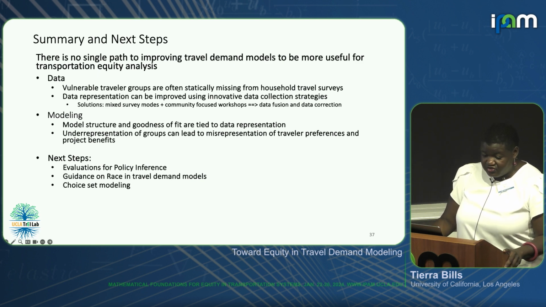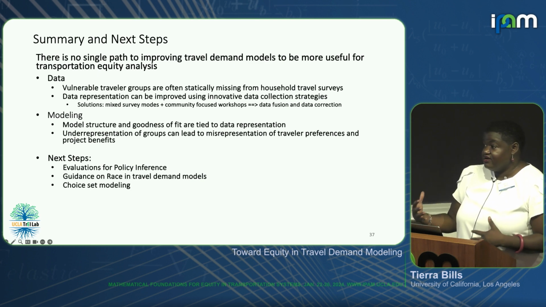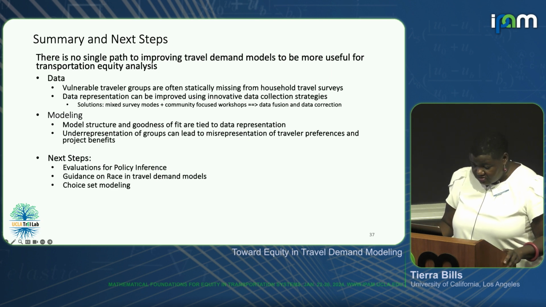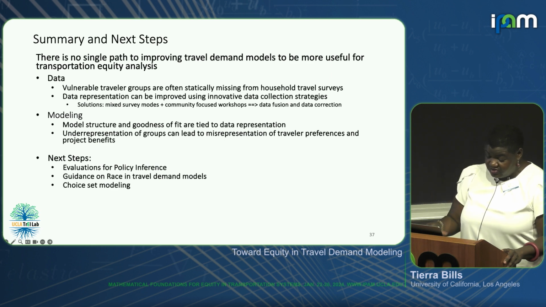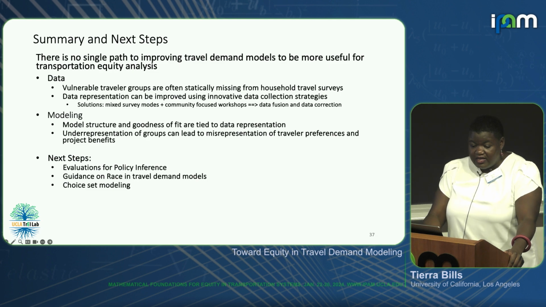With respect to models, there are important implications in terms of if we have better data, the actual models that we're using will be different. The estimates of benefits will be different. With the models that we're using today, we could be potentially misrepresenting the benefits of transportation infrastructure projects.